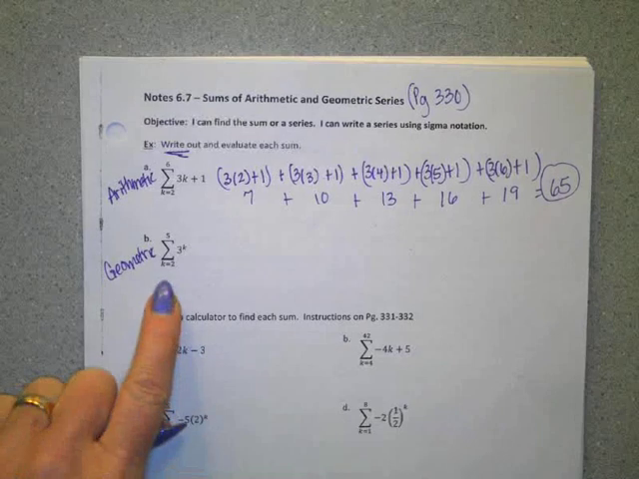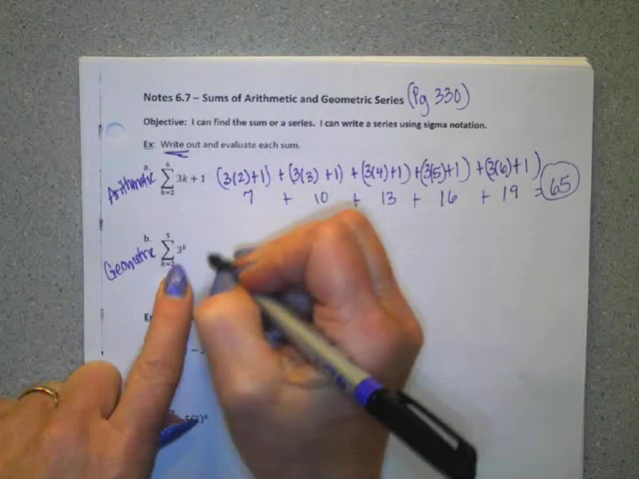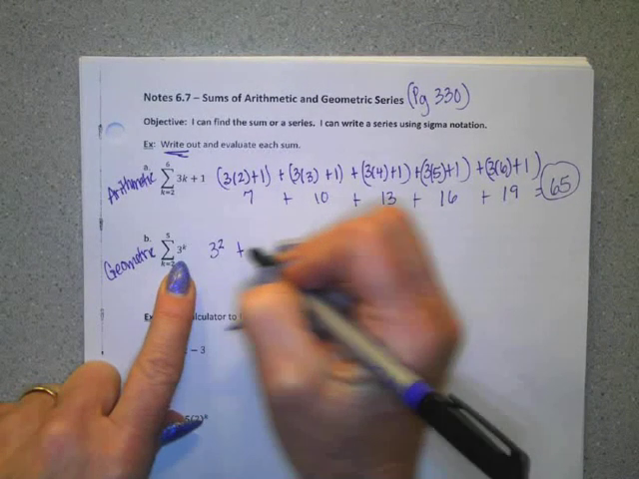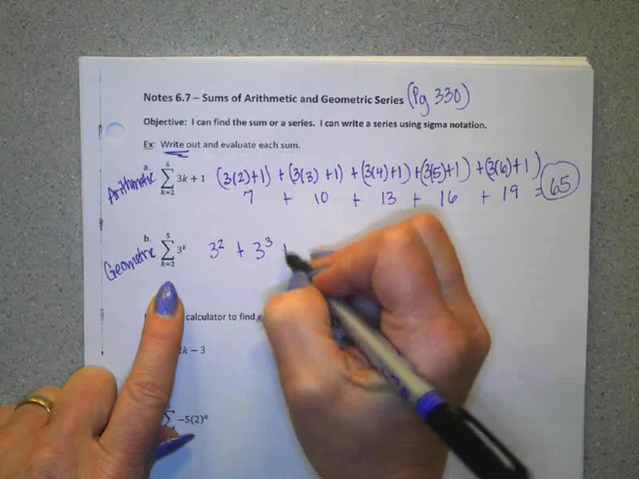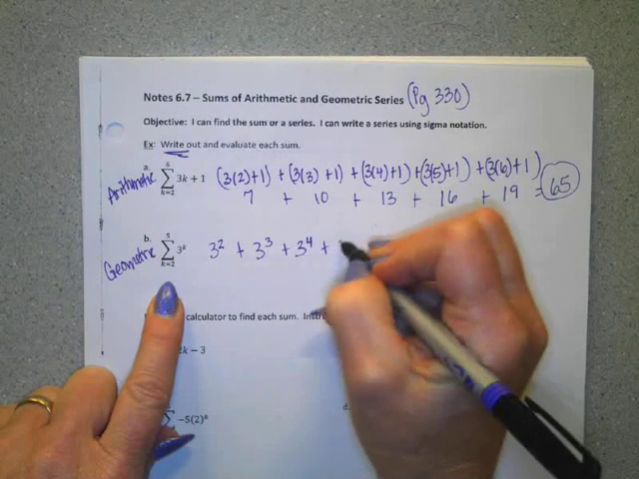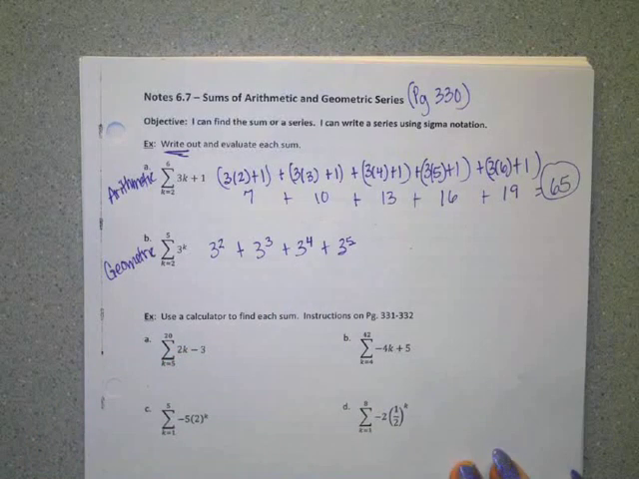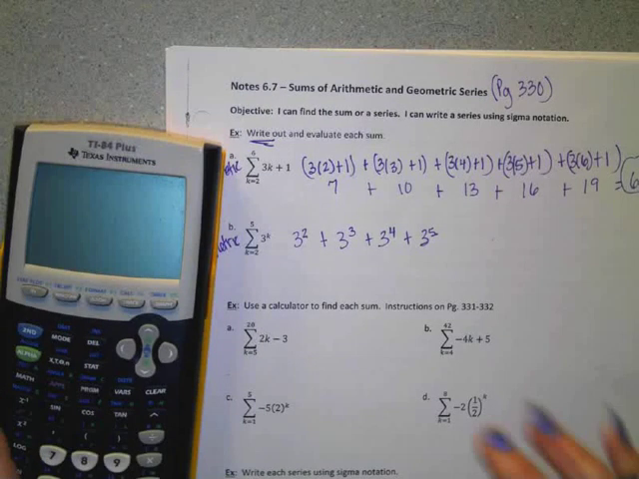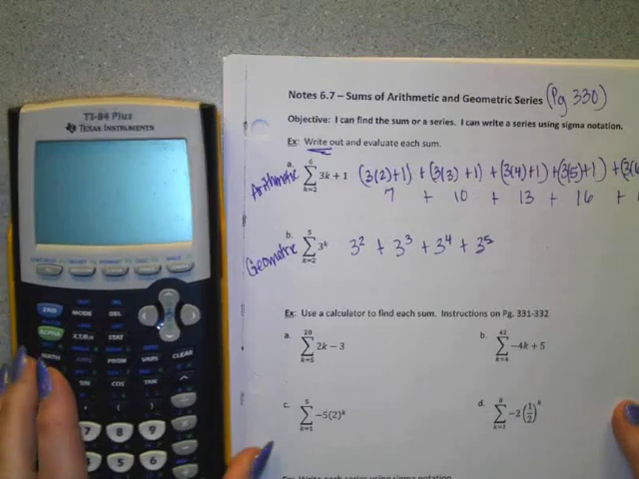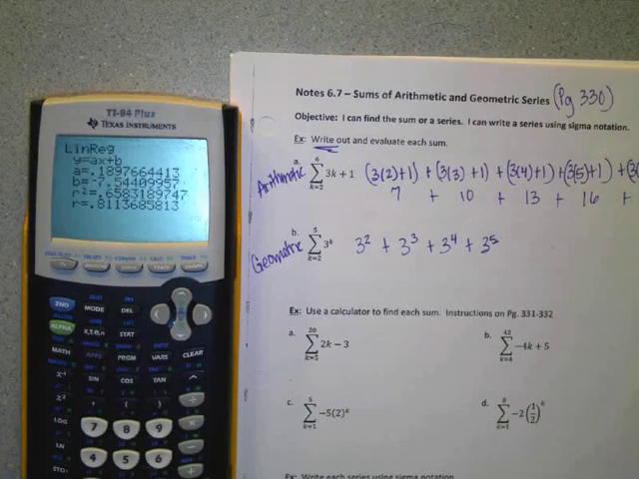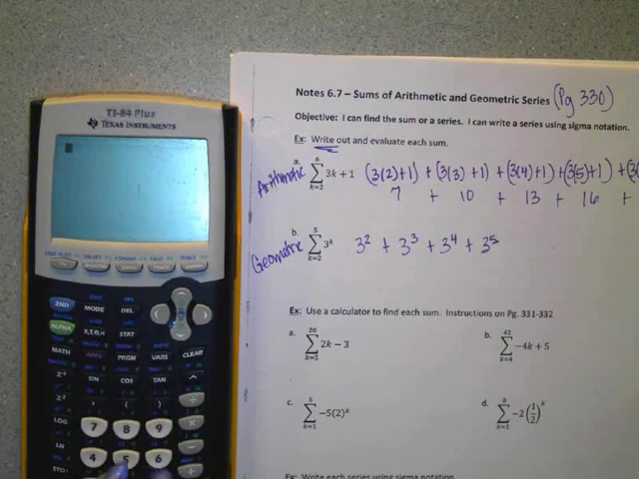So this one, when I go to do the summation, again, it starts at 2, so I'll have 3 to the second, and then I'll do 3 to the third, 3 to the fourth, 3 to the fifth, and then I'll stop. So again, I'll use my calculator. I'm just going to use my graphing calculator today so I don't have to go back and forth between them. So I'm going to have 3 squared. You should have done that in the head.